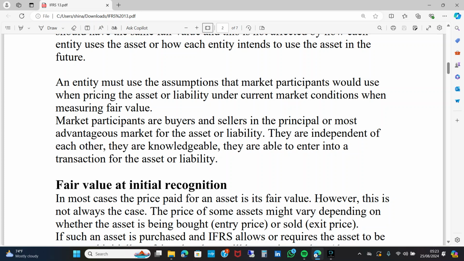Okay. So those are market participants. So I'll come again. What are their qualities or characteristics? One, they are independent of each other. Two, they are knowledgeable about the asset or liability of the market. Three, they have the ability to enter into a transaction for the asset or liability.